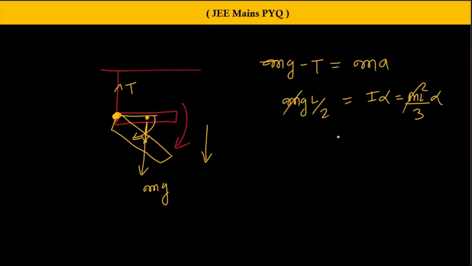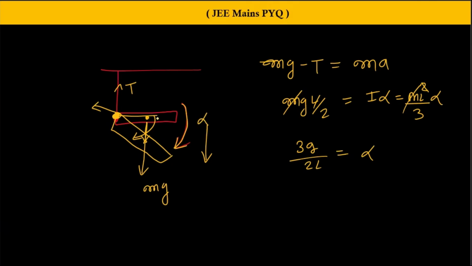So let us cancel it like this. One L will get cut. And what are we left with? We are left with 3g by 2L is equal to alpha. Now, will there be a relation between alpha and a? Yes. This is in pure rotation around this point, right? So its angular acceleration is how much?